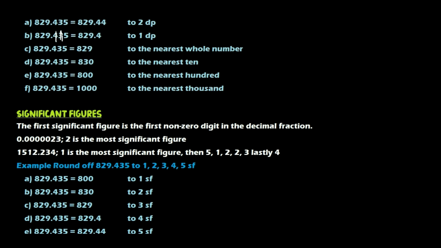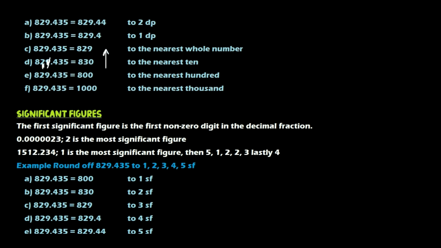Then to the nearest whole number. Again, we look at the first whole number, and we look at the decimal part. Can the decimal part round up? You cannot, because there is 4. Therefore, it remains like that. We get 829. To the nearest 10, which value is the 10? The 2 here is the 10. Therefore, we look at the number on the right, which is 9. 9 rounds up. Therefore, add 1 to 2, it becomes 3.